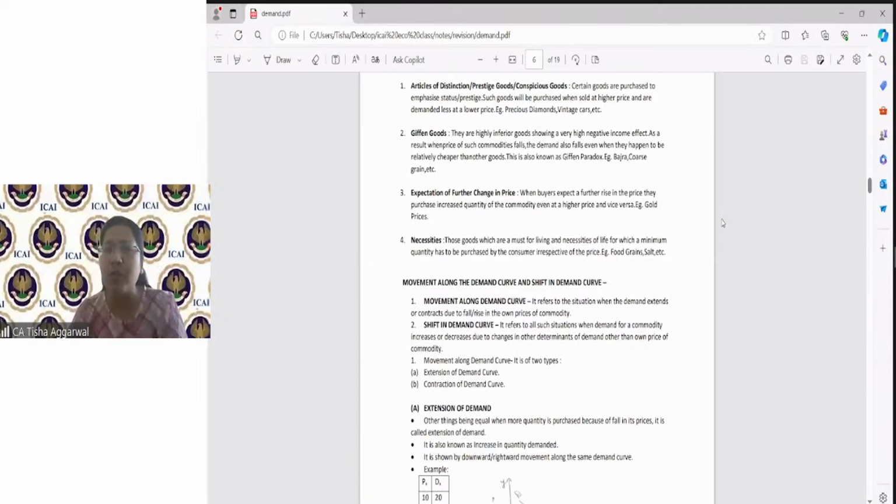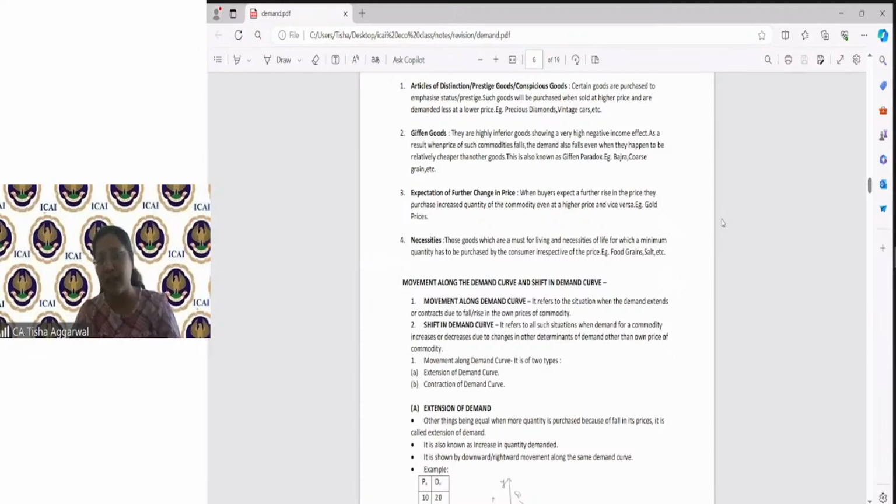But when it comes to high value diamonds, vintage cars, paintings, etc., they can be bought only when the price is high. People will buy it for conspicuous consumption, for a show of value. Second is the Giffen good. A Giffen good is a highly inferior good. The income is such that when the price of the commodity falls, the demand also gets affected. Then, expectation of further change in price.